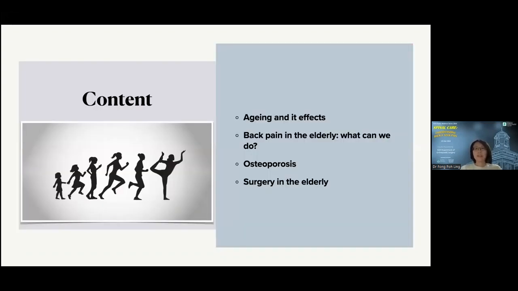So my content of the talk today will be mainly on aging and its effects, back pain in the elderly and what do we do. A little bit on osteoporosis and how can we help alleviate it, as well as the complications associated with osteoporosis, as well as a little bit of surgery in the elderly.